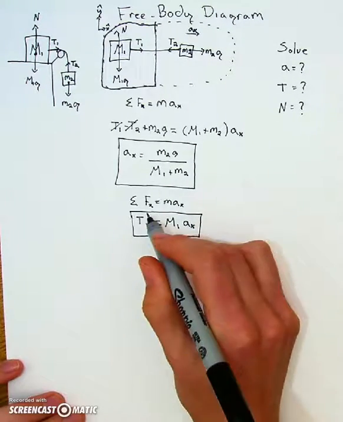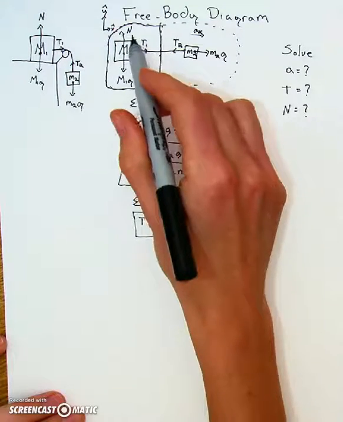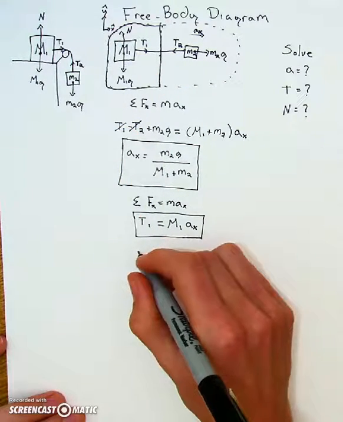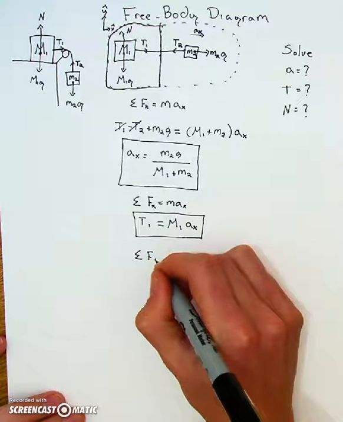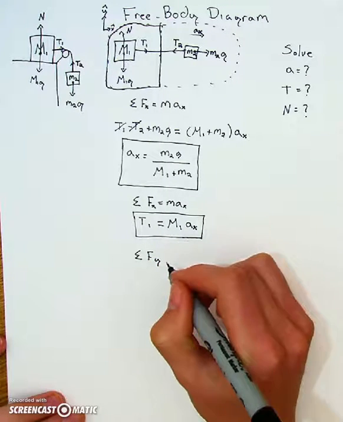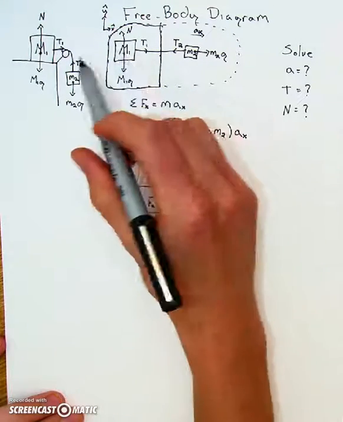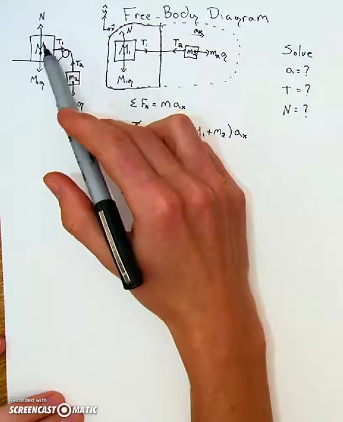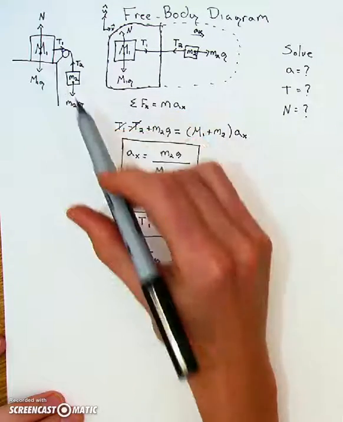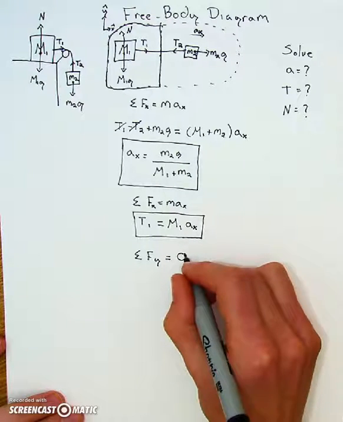Now, for the normal force, that's over here. That's pointing in the y direction. So sum of the forces in the y. Now, we need to decide, is this object moving in the y direction? Is this object moving up and down? Is it floating in the air? Is it going through the table? No. Since there is no movement, that means that it equals 0.